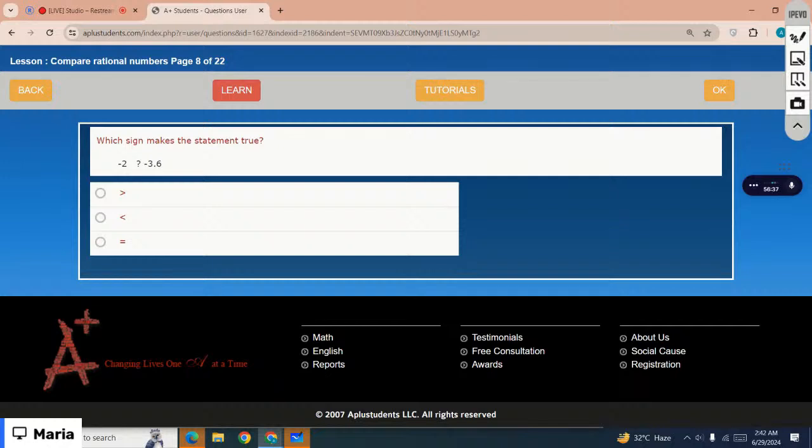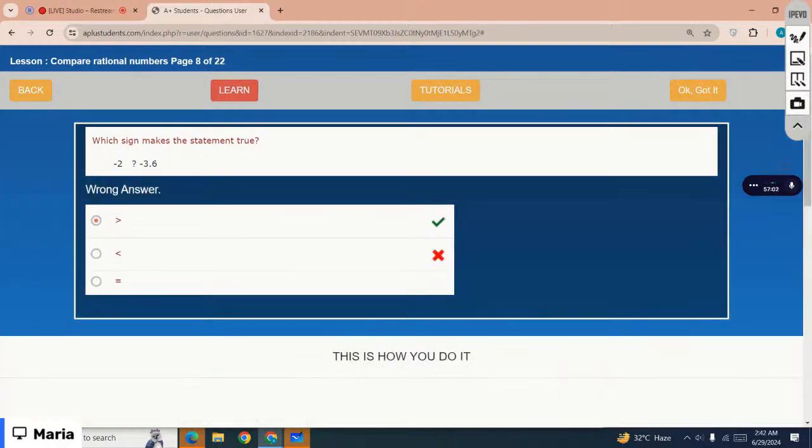Which sign makes the statement true? Negative 2, you have to compare it to negative 3.6. Which is the correct option? Negative 2 is less than negative 3.6. Option number 2 is the correct option.